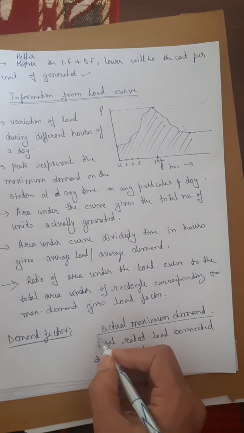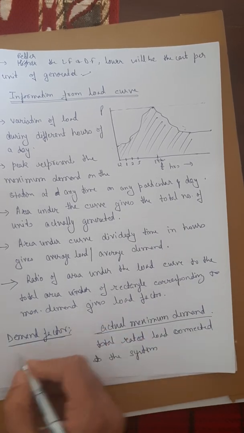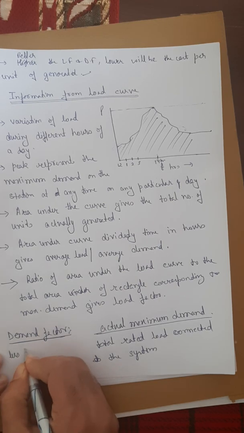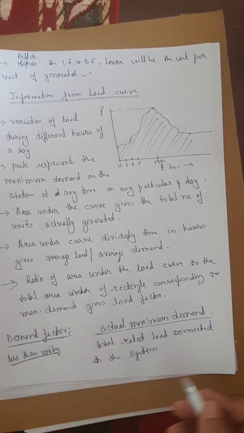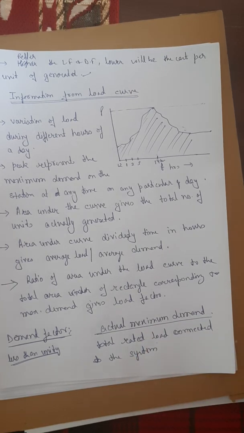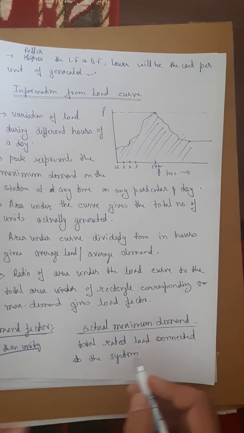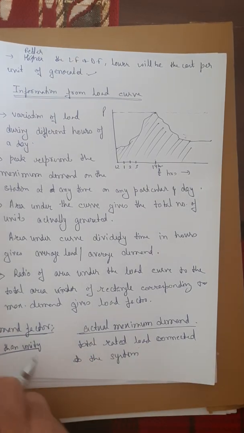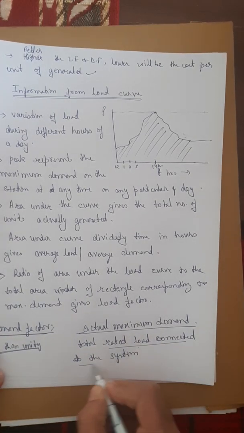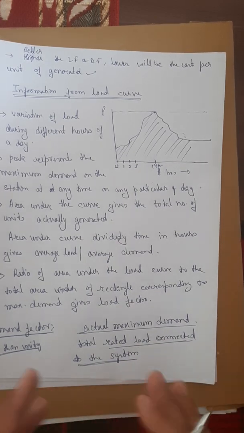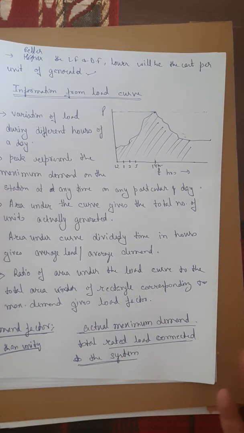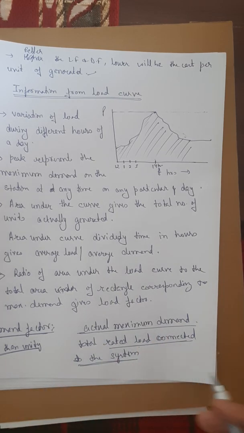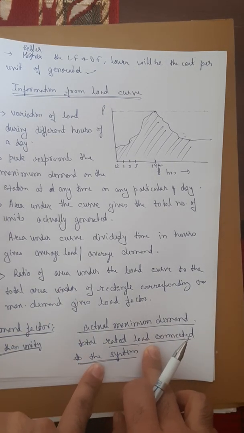I am saying this demand factor should always be less than unity. Less than unity means the denominator should be more and the numerator should be less. So in the denominator I am saying total rated load connected to the system. Out of this total rated load, some can be on, some can be off. Suppose I have 1000 megawatt of total load connected to the system. Maybe 800 megawatt is on and 200 megawatt is off. But the total that is connected to the system is 1000 megawatt.